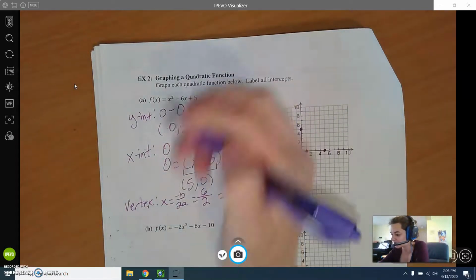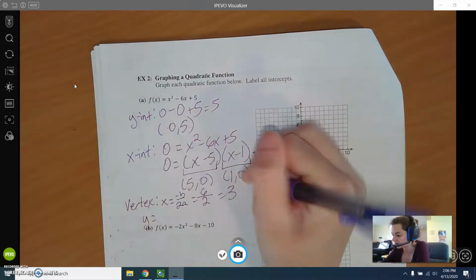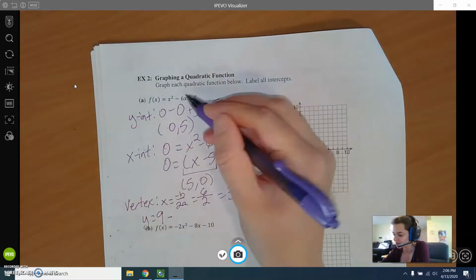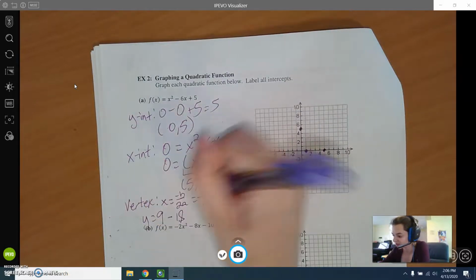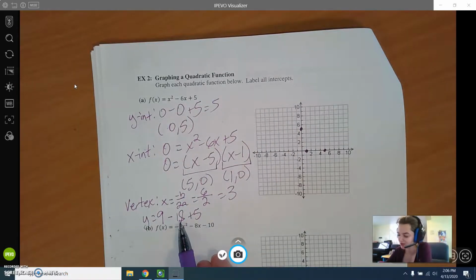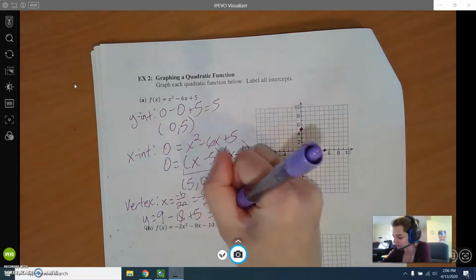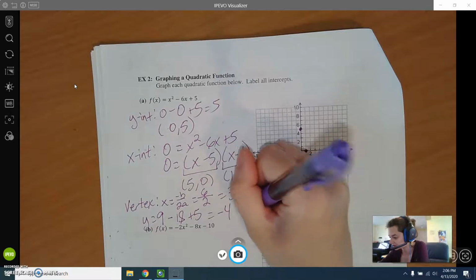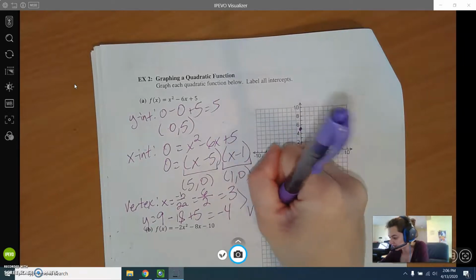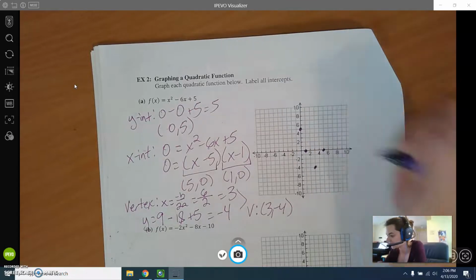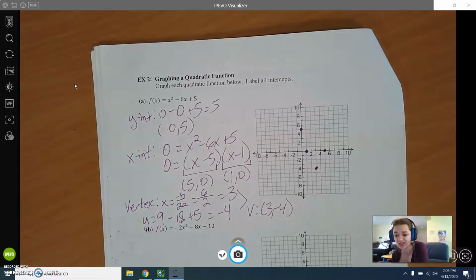For my y-coordinate, I will plug it back in. So I'm going to do 3 squared, which is 9. 6 times 3, which is 18. And then I'll also have a plus 5. 9 minus 18 would be negative 9. And negative 9 plus 5 would be negative 4. So what I know is that I have a vertex at (3, negative 4), and I can plot that as well. And at this point, I have a pretty nice looking U.